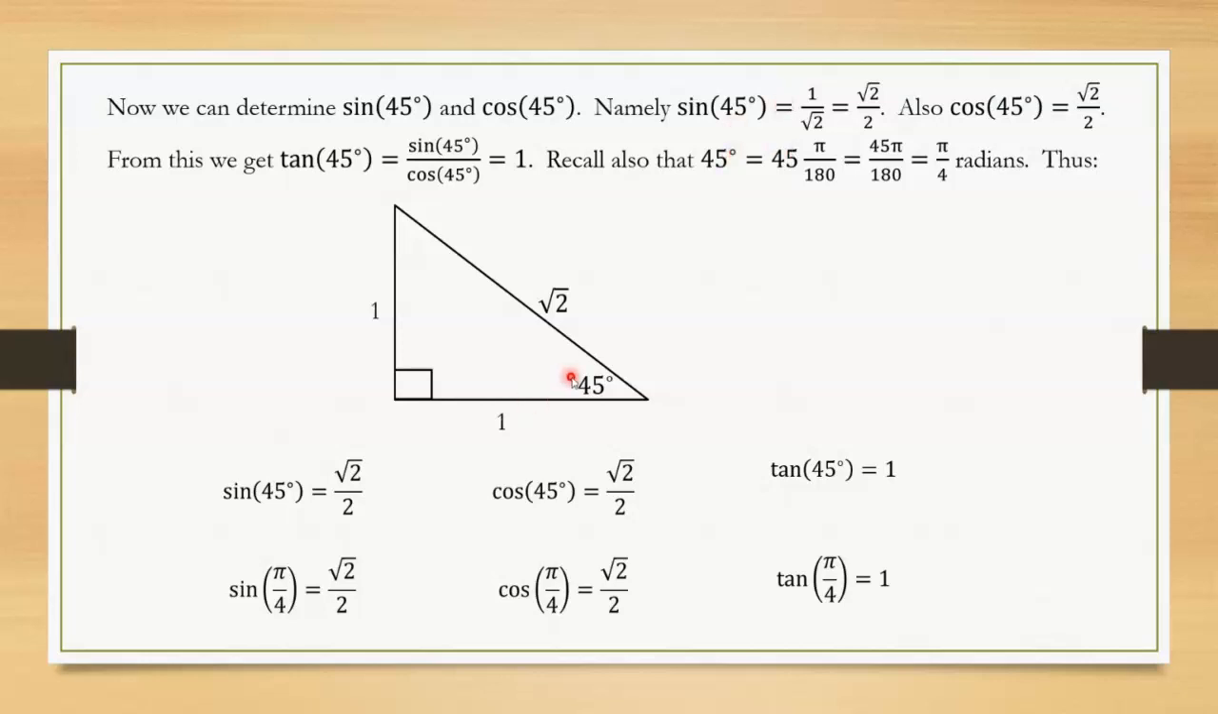But notice also that cosine of 45 degrees is also 1 over radical 2. And you get tangent also as opposite over adjacent, which is 1. You can also see it from this trig identity. Tangent of any angle is sine over cosine of that angle. These are equal, so tangent has to be 1.